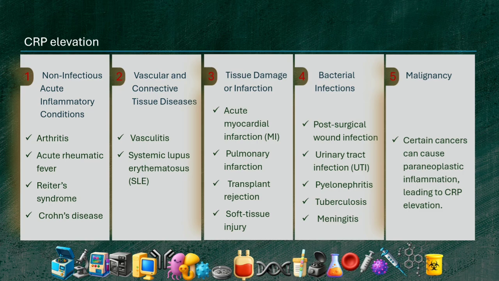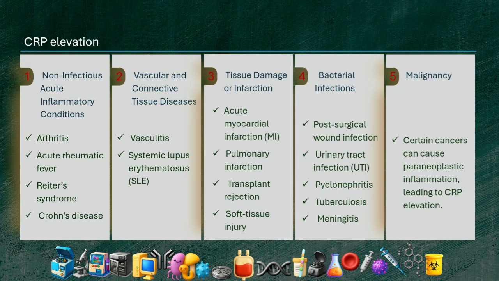5. Malignancy. Certain cancers can cause paraneoplastic inflammation, leading to CRP elevation. Especially in lymphomas, solid tumors with necrosis, or advanced metastatic disease. CRP may correlate with tumor burden or treatment response. Example: in colorectal cancer, elevated CRP is associated with poor prognosis and systemic inflammation.